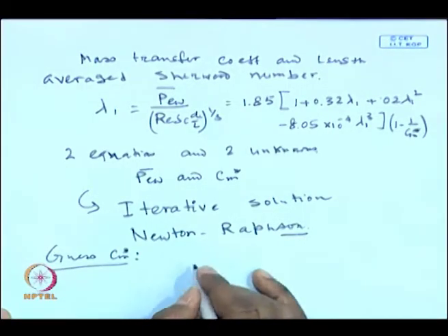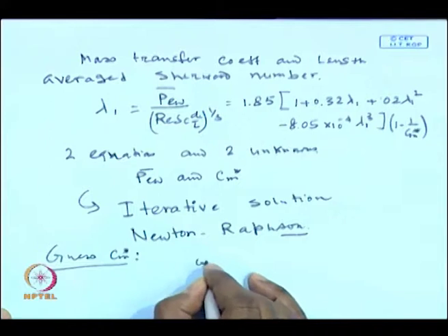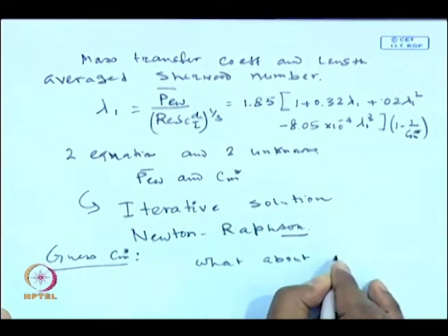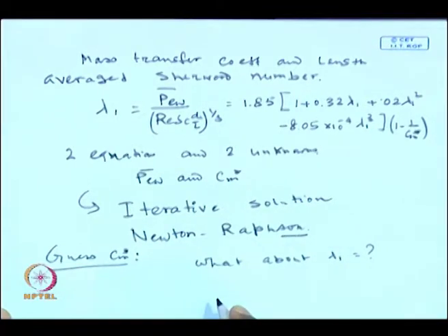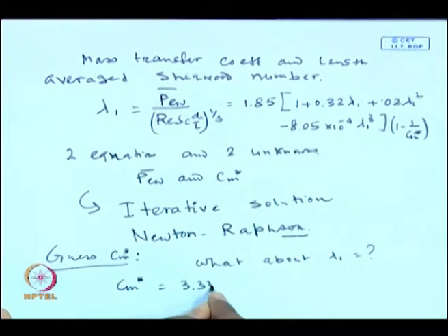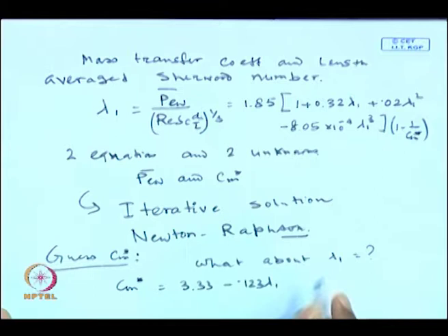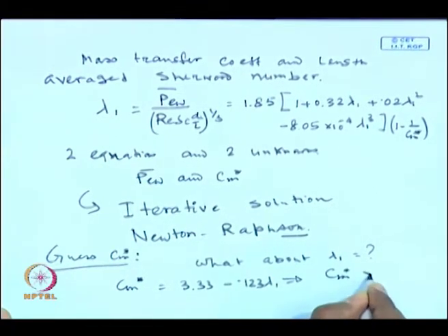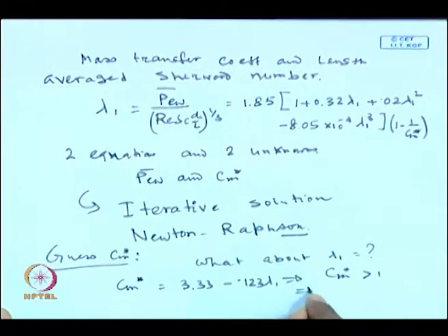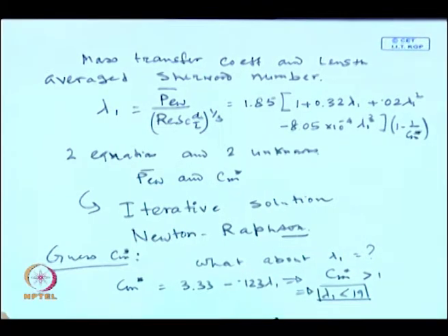you should know that, but what about lambda 1? Now you can get an upper limit of lambda 1 because Cm star is equal to 3.33 minus 0.123 lambda 1, and the condition Cm star is always greater than 1 will give you a lambda 1 which is always less than 18.94. Okay. Right. So, this will give a bound on lambda 1, what are the different values of lambda 1 that we are going to select.